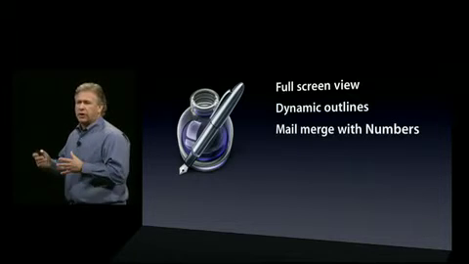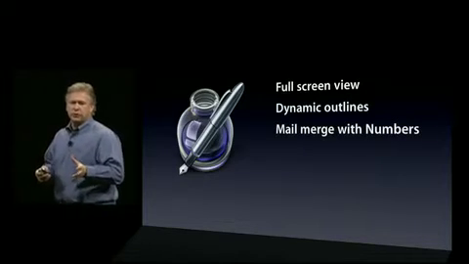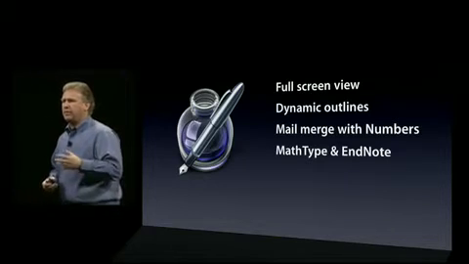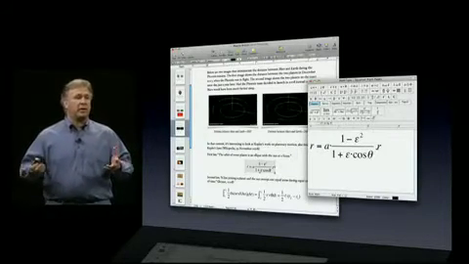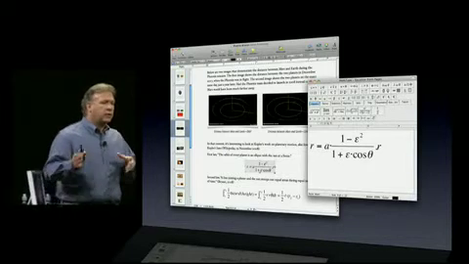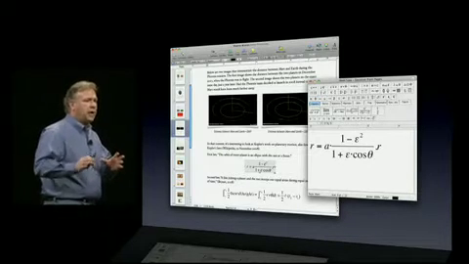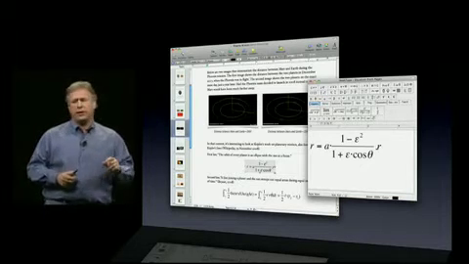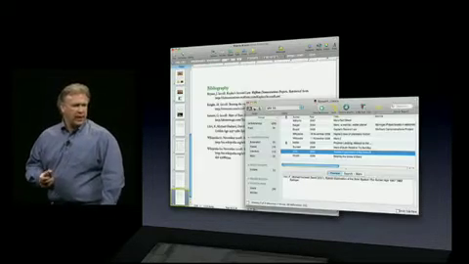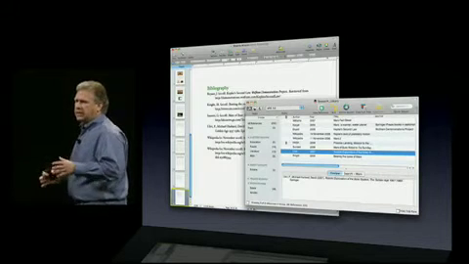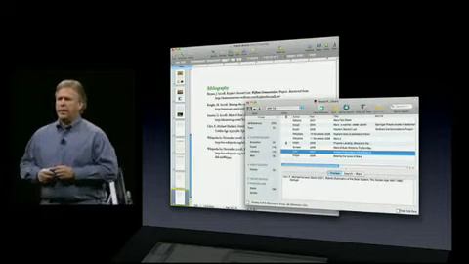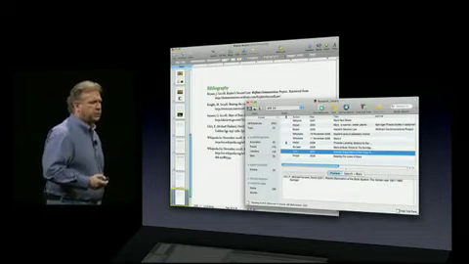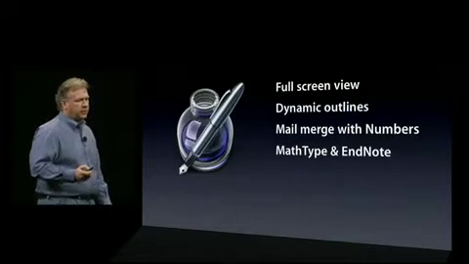Some of the products that our customers like to use a lot with Pages, we've made it work easily together with support built in for MathType and EndNote. MathType is used by a lot of engineers and scientists to create formulas and math that they want to put into their documents. And now we've built an integration between Pages and MathType. And EndNote is used again by scientists, engineers, people publishing papers where they want really complicated bibliographies. And that support's built in too. So those work seamlessly together now.